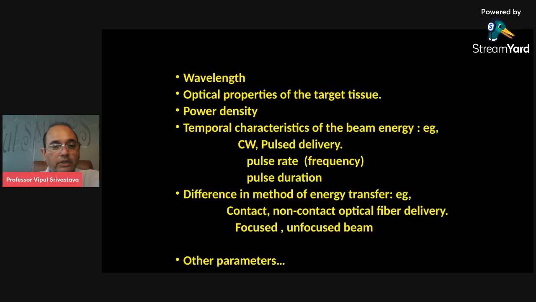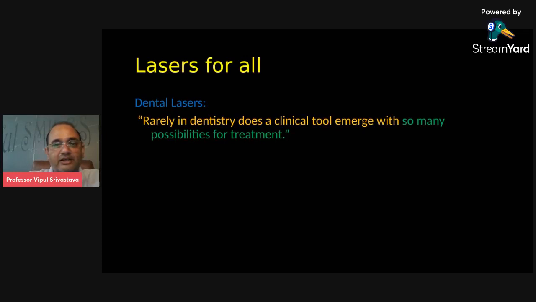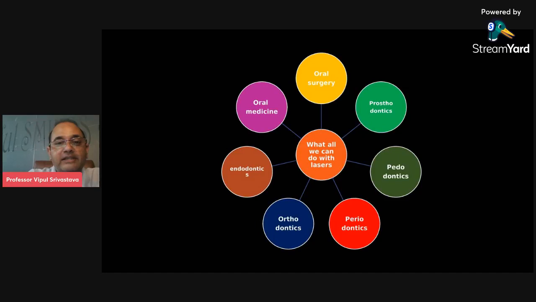There are many other parameters also. Now let us go to the clinical scenario, because basics, I think this is enough. Now we'll go to clinical laser, and we are trying to introduce laser for dentistry for everyone. Rarely in dentistry does a clinical tool emerge with so many possibilities for treatment. The laser has application in almost all the specialties. So let's see what all we can do with the laser.